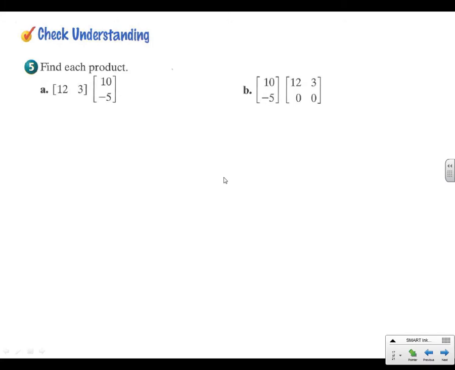All right, so see if you can do the same thing. Multiply both matrices here.